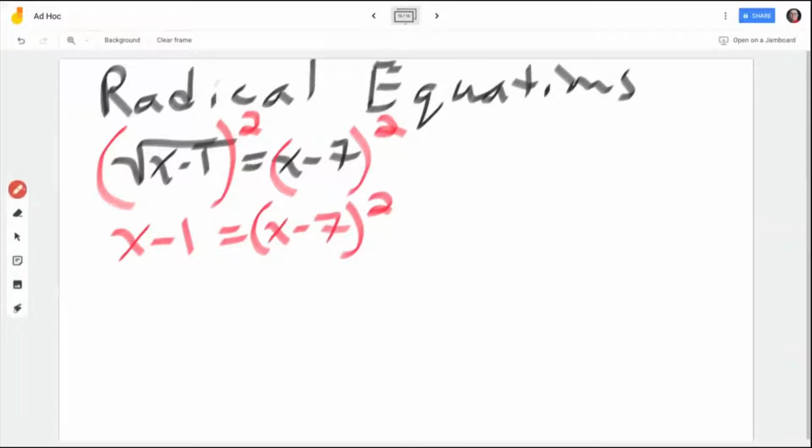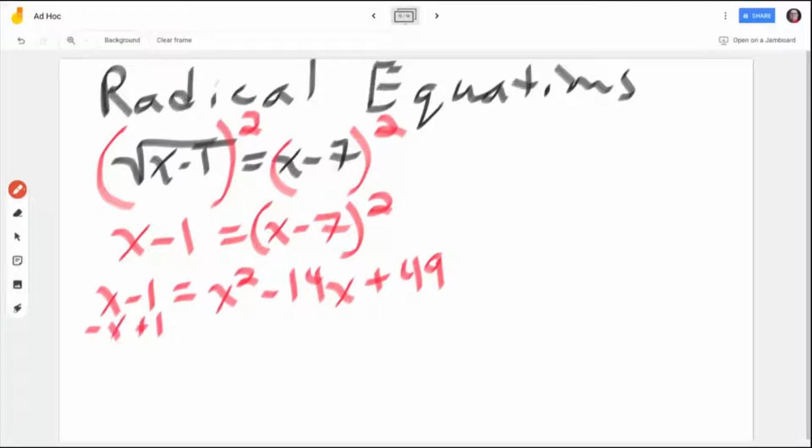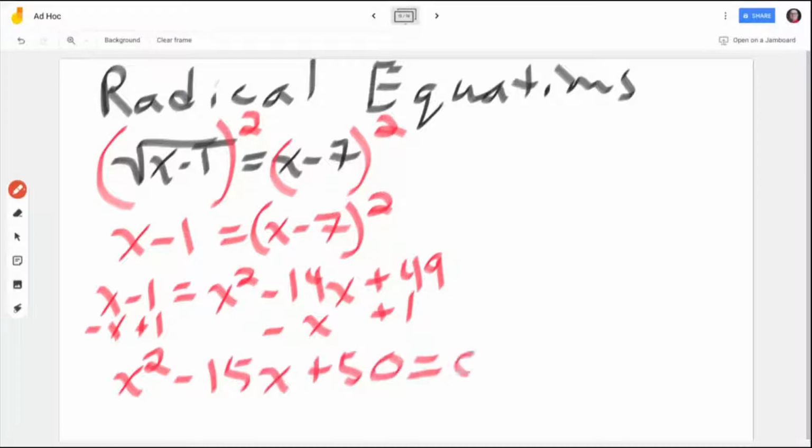So let's go ahead and expand that on the right-hand side. Let's keep the left-hand side the same, x minus 1. Here we're going to use FOIL, whatever method you use. You end up with x squared minus 14x plus 49. And notice what we end up with is a quadratic equation that we need to solve. So let's get one side equal to 0. Let's subtract x from both sides, and let's add 1. And so what we end up with is x squared minus 15x plus 50 is equal to 0.